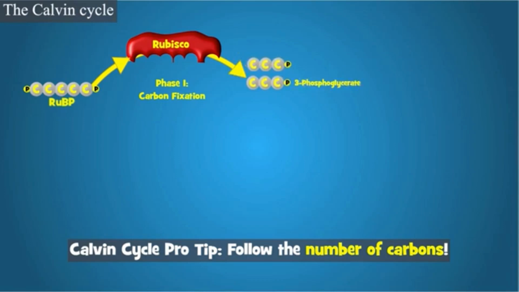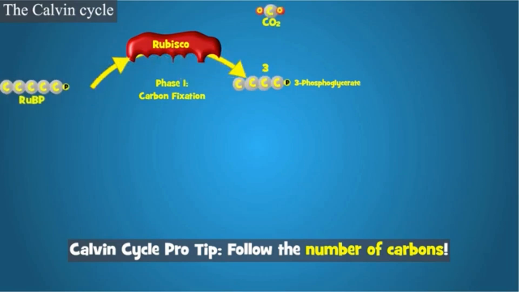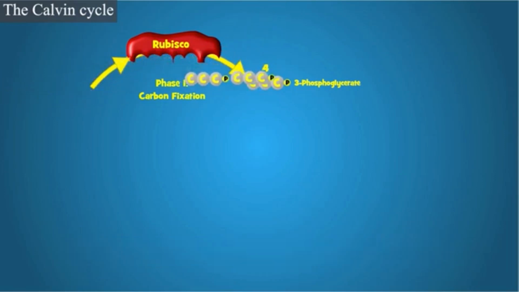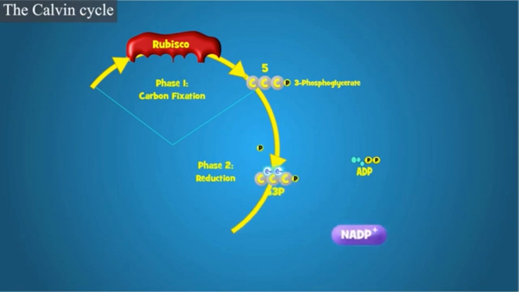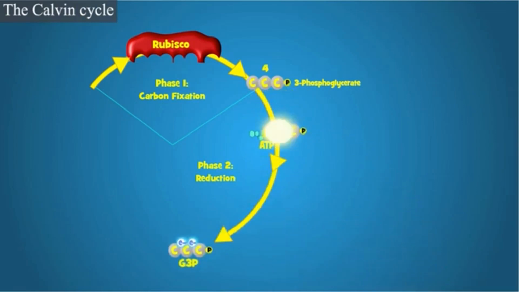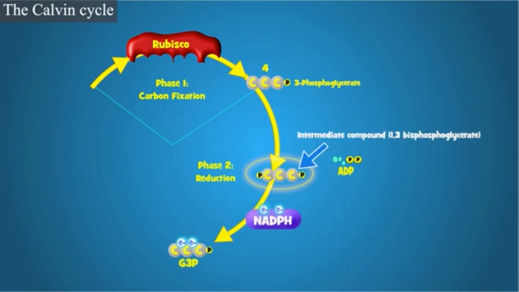Notice that we did carbon fixation for 3 molecules of CO2, so we will have in total 6 molecules of 3-phosphoglycerate. You will see why soon. Phase 2, reduction. Each 3-phosphoglycerate receives 1 phosphate group from 1 ATP, forming 6 molecules of 1,3-bisphosphoglycerate. The phosphate group comes from the hydrolysis of ATP, so in this reaction, 6 ATPs are required.